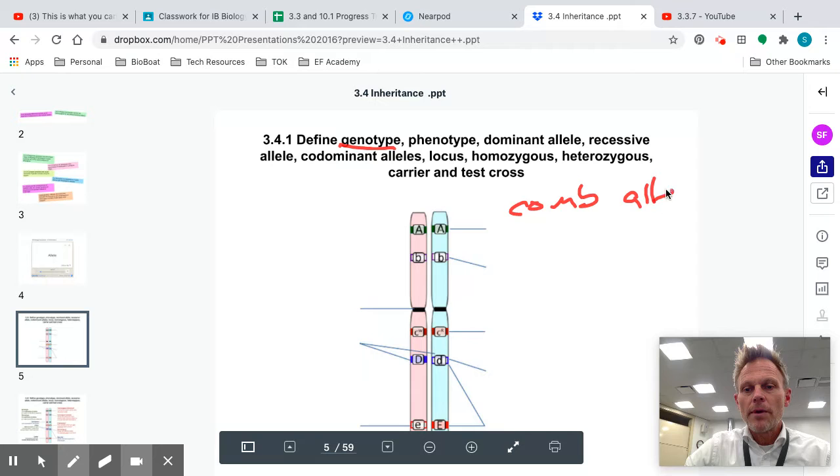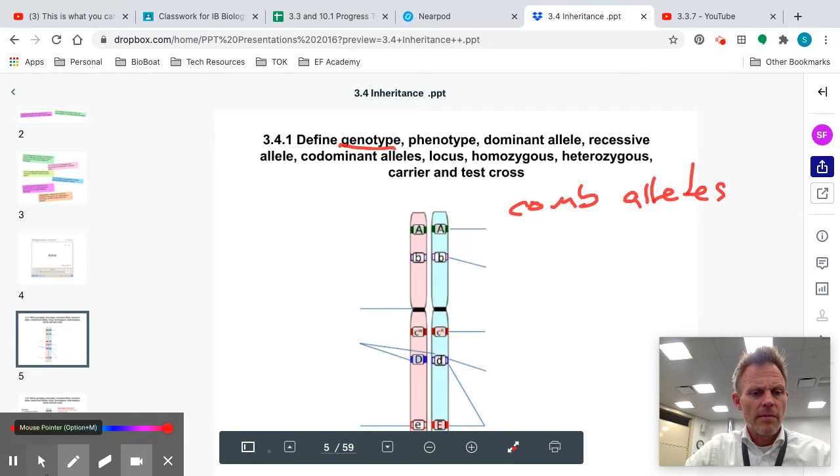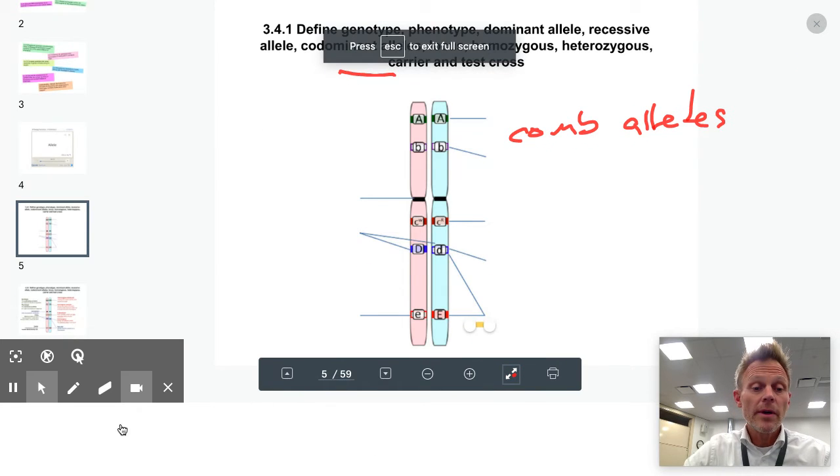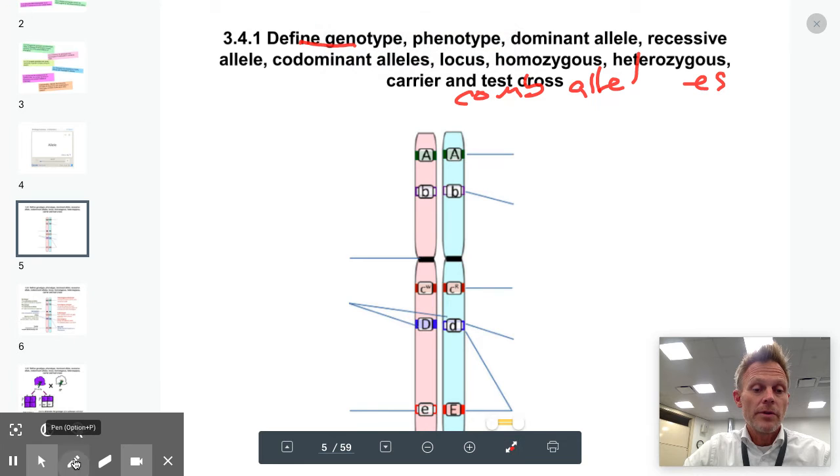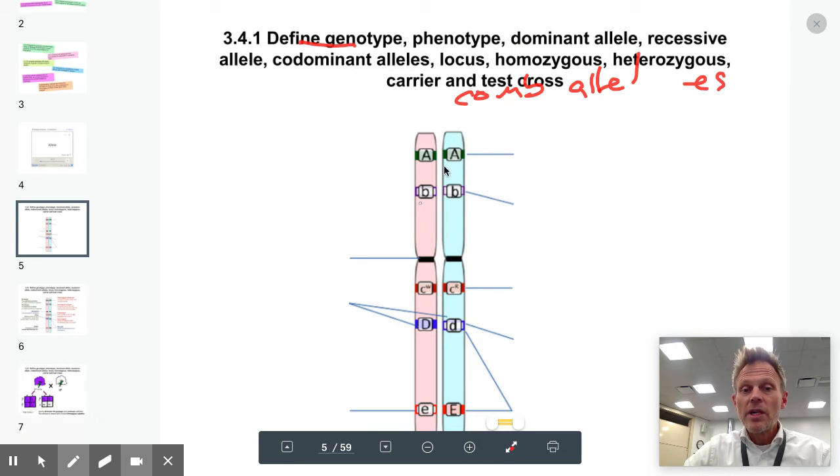So if you remember, on homologous chromosomes, which these are, if you can imagine that the pink one is a chromosome from your mother, and the blue one is a chromosome from your father, same gene, same location, but the alleles can be different. So, for example, let's talk about the gene that controls height. You can have a gene that's tall, or you can have a gene that's small.